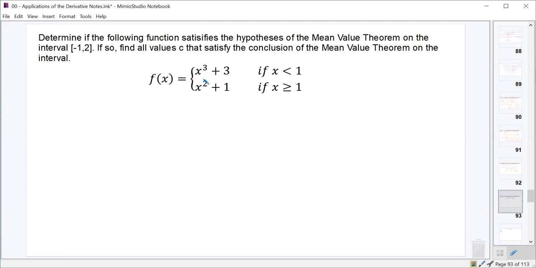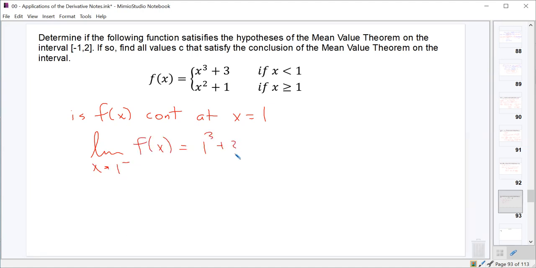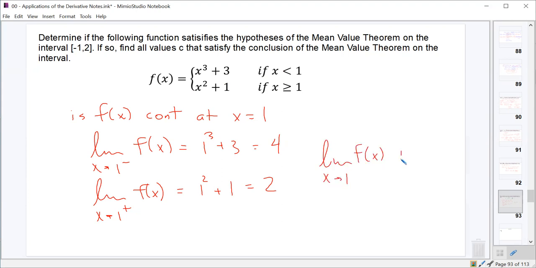But the next thing we'll need to do is go in and check and see if this function is continuous at x equals 1. So we're looking at, is f of x continuous at x equals 1? Well, in order to find that out, we need to look at the limit as x approaches 1 from the left of f of x, which ought to be 1 cubed plus 3, or 4, and the limit as x approaches 1 from the right of f of x, which ought to be 1 squared plus 1, which is 2. Well, that's telling us that the limit overall as x approaches 1 of f of x does not exist.